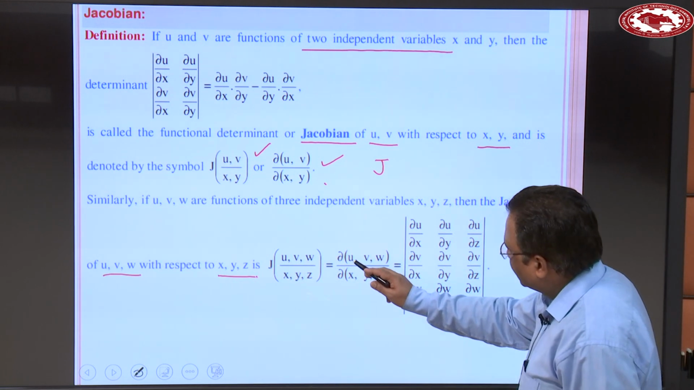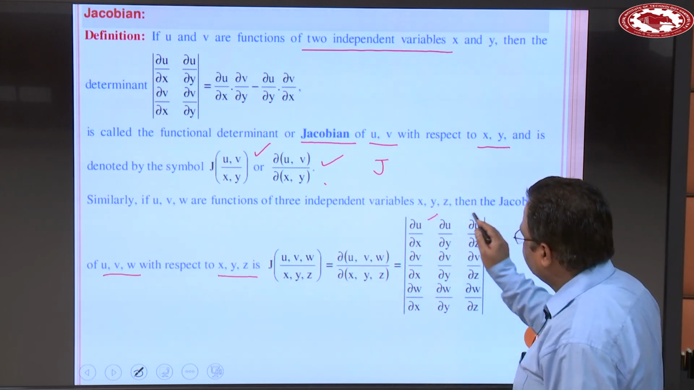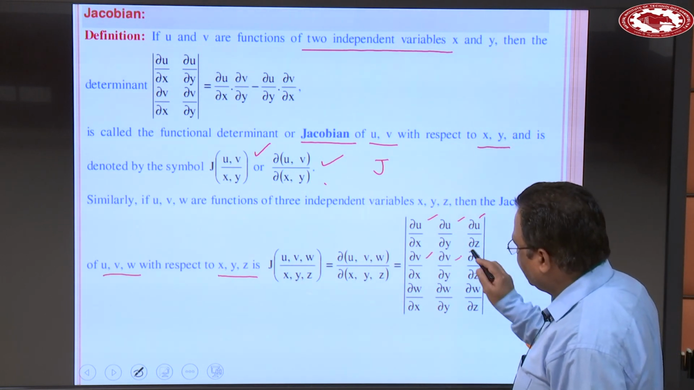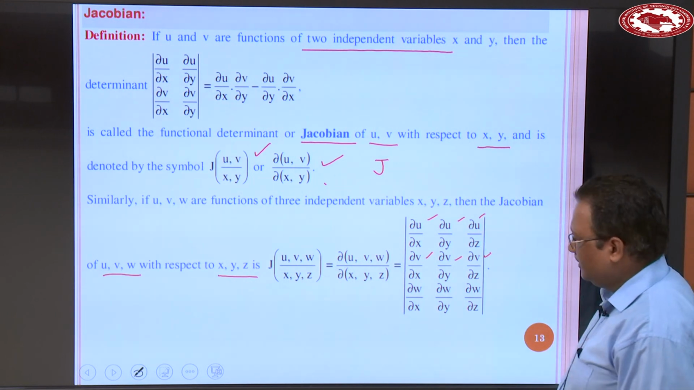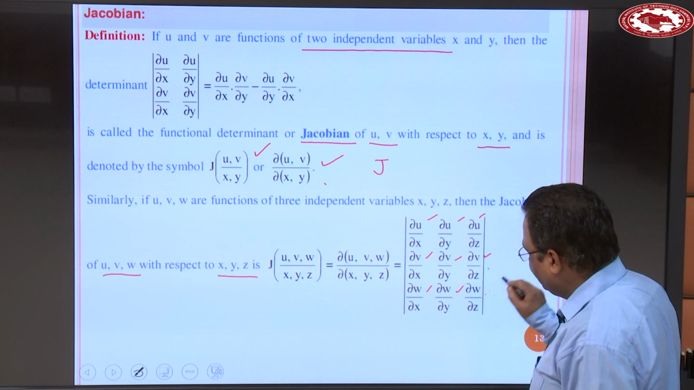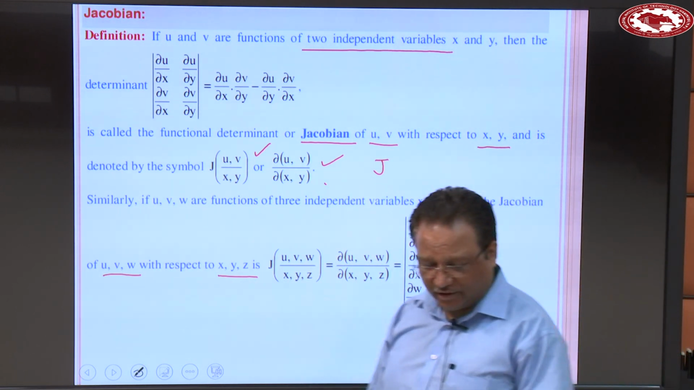This means ∂u/∂x, ∂u/∂y, ∂u/∂z in the first row, then ∂v/∂x, ∂v/∂y, ∂v/∂z, and ∂w/∂x, ∂w/∂y, ∂w/∂z. So, in this way you have to evaluate this determinant of order 3 by 3.